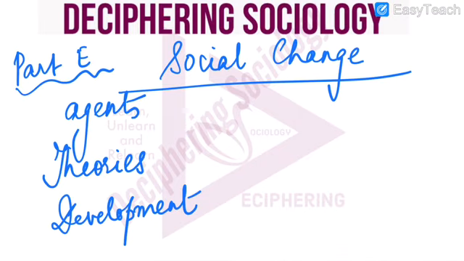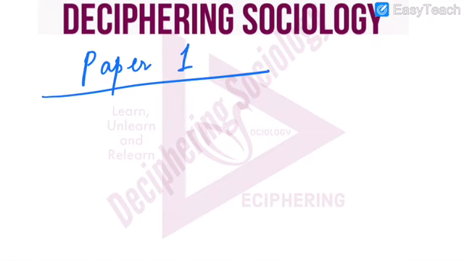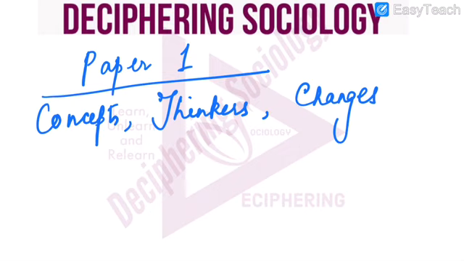So, paper 1 consists of concepts, thinkers, perspectives about the changes happening in contemporary society.